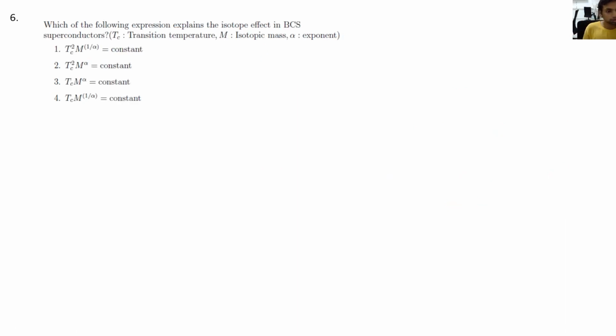Now let us come to the sixth question. Which of the following expressions explains the isotope effect in the BCS superconductor? According to BCS theory, the critical temperature Tc is directly proportional to m to the power 1 by 2, where m is the mass of the isotope.